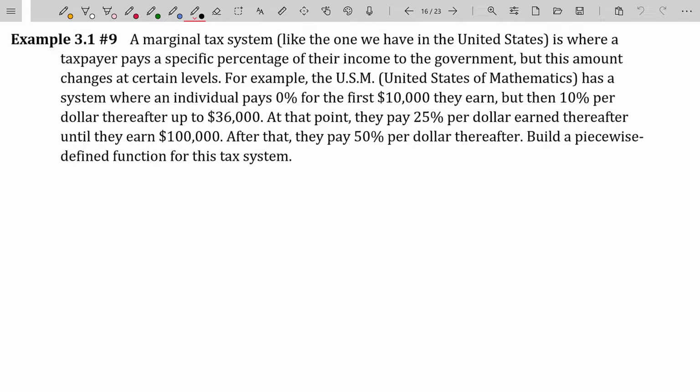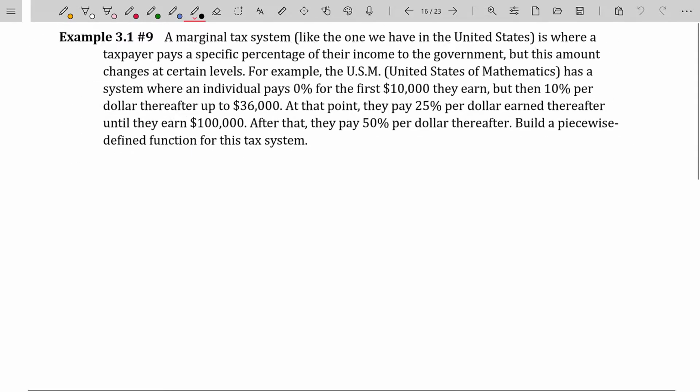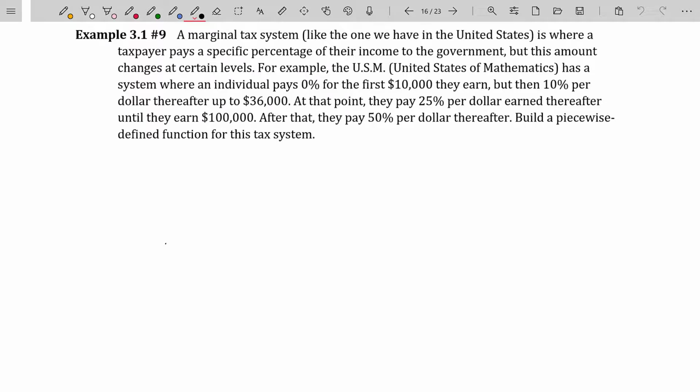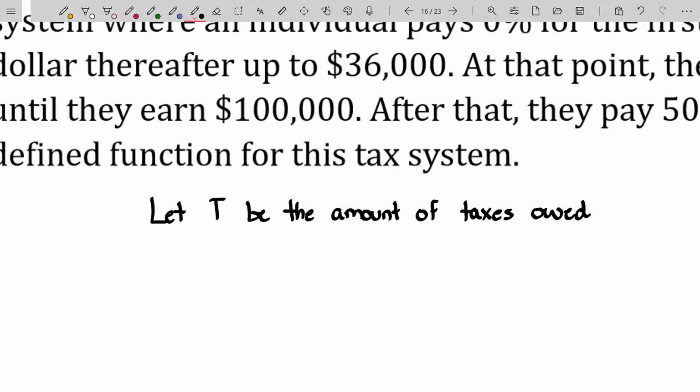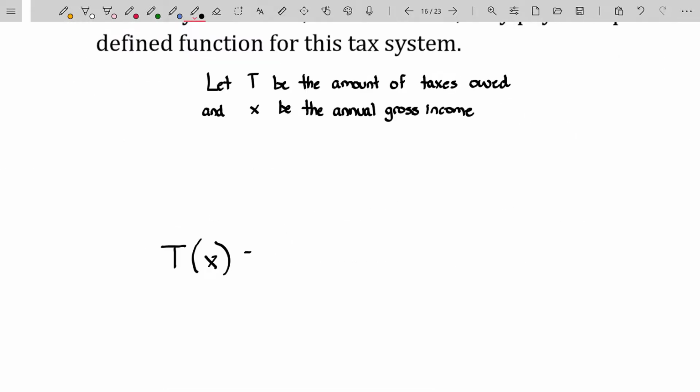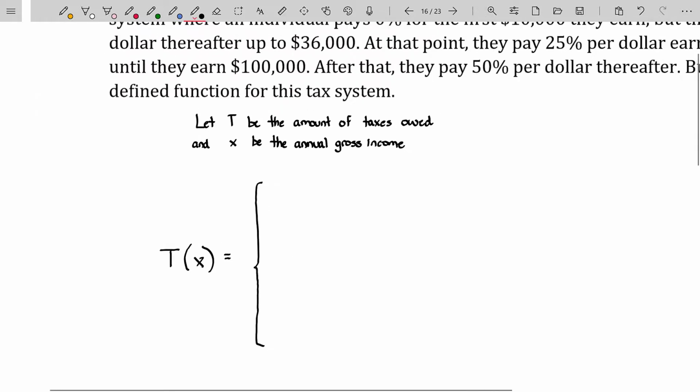So building a piecewise defined function for this tax system is somewhat daunting. We'll start by just creating a function name. Let's call T of x the amount of tax that you owe based upon the amount of income that you earn. So again, we're going to let capital T be the amount of taxes owed and let x be the annual gross income, the amount of money that you make before taxes are taken out. Then the amount you owe in taxes is defined by one of several different possibilities.